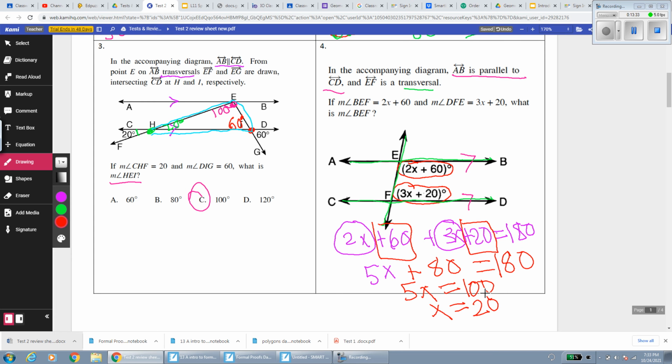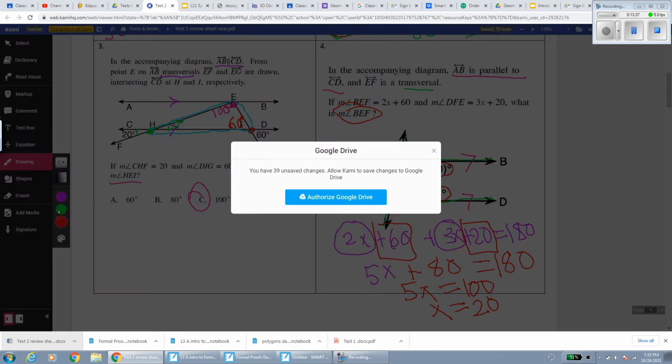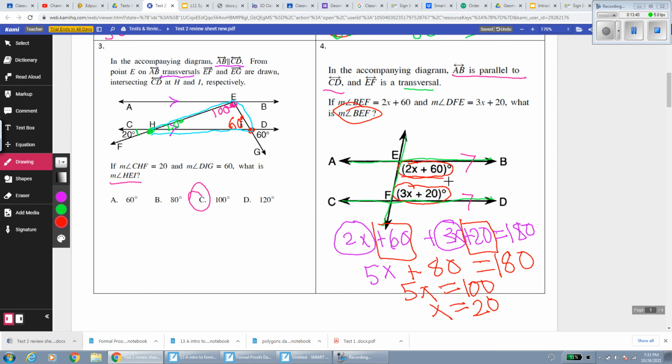So the question didn't ask for the x value, though. It asked for the measurement of angle BEF, which, just to remind you guys, is this angle right over here, the 2x plus 60 angle. So all I'm going to do is substitute in the x value that we just found, 20, in for x, and figure out what that angle is. So that's 2 times 20 plus 60. And that gives us 2 times 20 is 40. Plus 60 is 100. So that's 100 degrees for angle BEF.